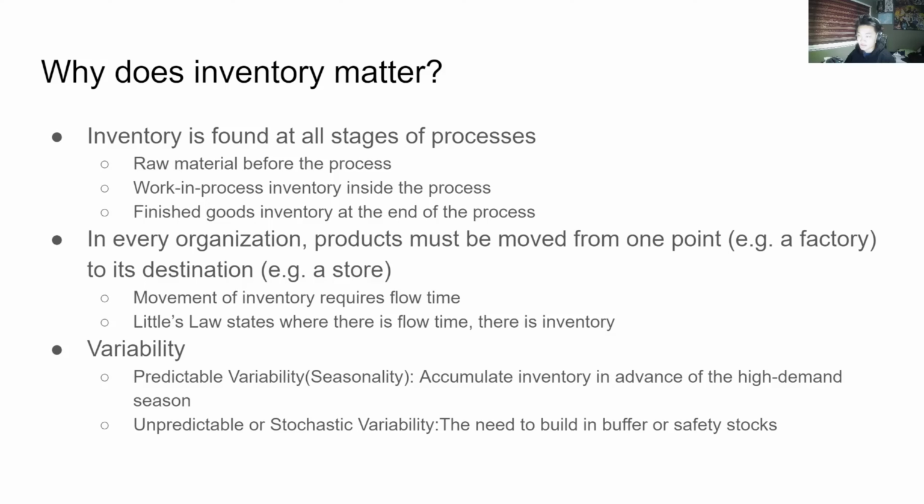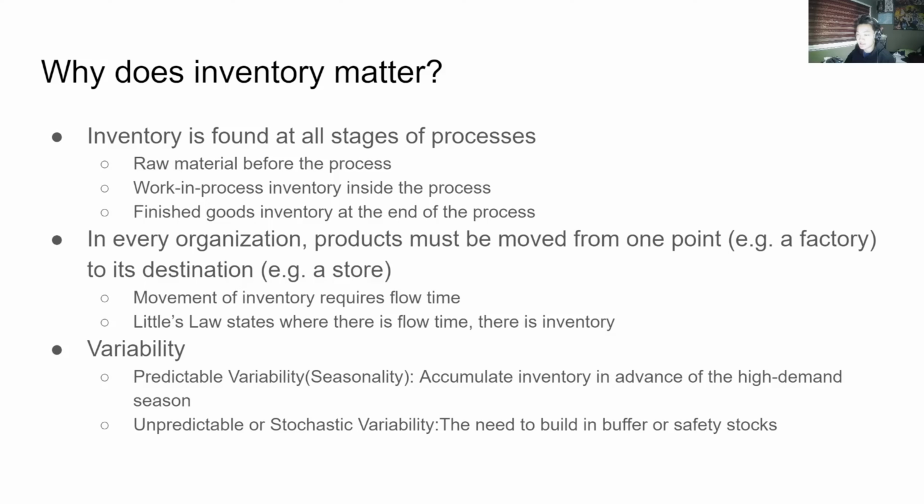Next, we have two types of variability. First is predictable variability, otherwise known as seasonality, and it is the accumulation of inventory in advance of a high-demand season. A good example of this would be the upcoming Black Friday or Christmas holiday. There is usually a large influx of customers looking to purchase goods, and in order to satisfy the large quantity of customers, organizations are going to need to stock up a larger amount of inventory than they usually would carry during normal hours and times.